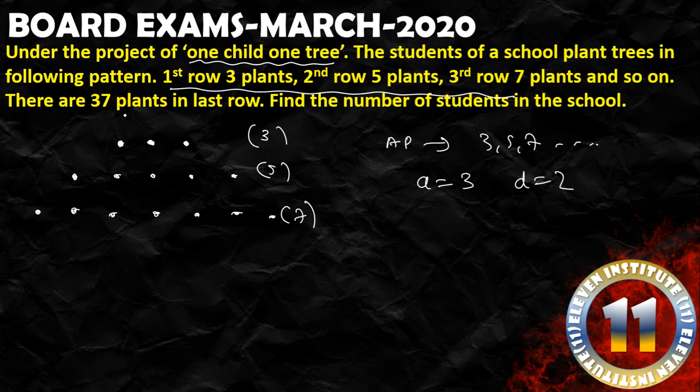There are 37 plants in the last row. સમજો, number of rows નથી આપી. શું કીધું છે? 37 plants in the last row. એનો મીનિંગ તમને શું આપ્યું છે? An, last term 37. Find the number of students in the school.